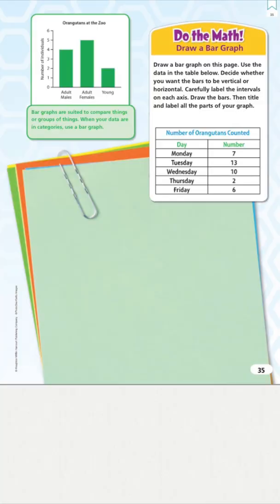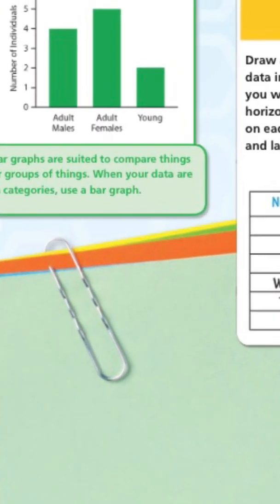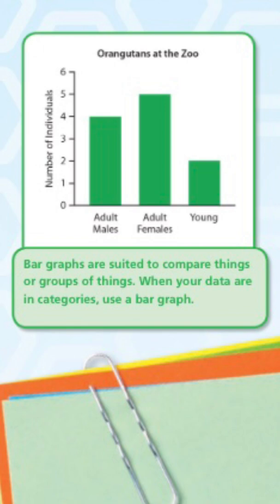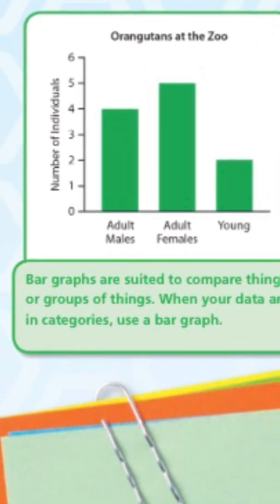The next type of graph, you are going to find at page 35. This is called a bar graph. Bar graphs are suited to compare things or groups of things. When your data are in categories, use a bar graph. Like here, number of individuals, and here adult male, adult female, young. So we have groups, and we are comparing these groups together on the bar graph.